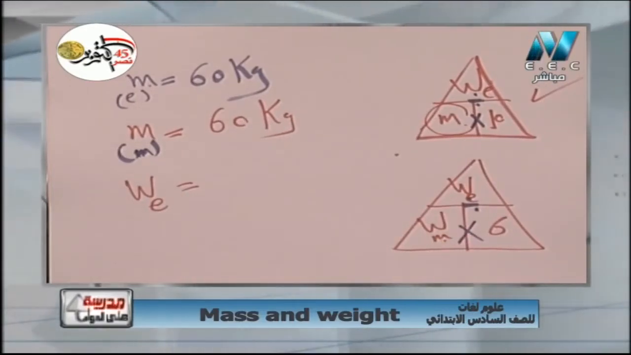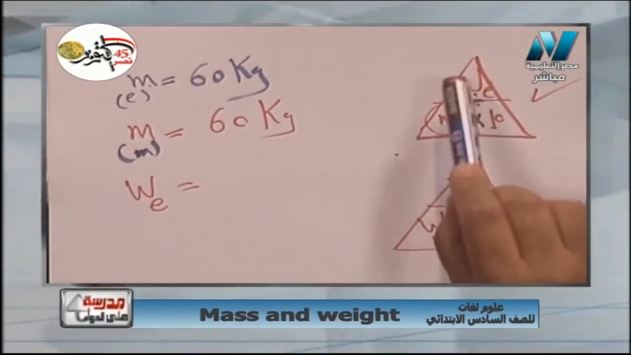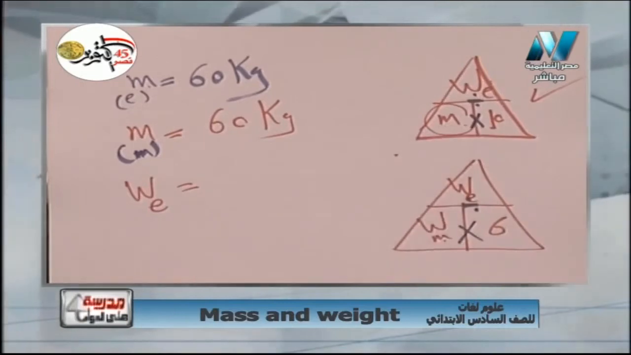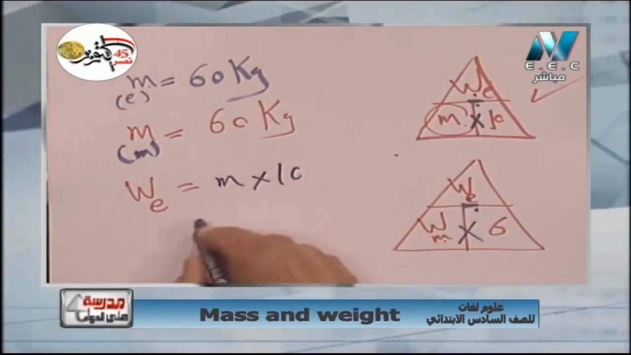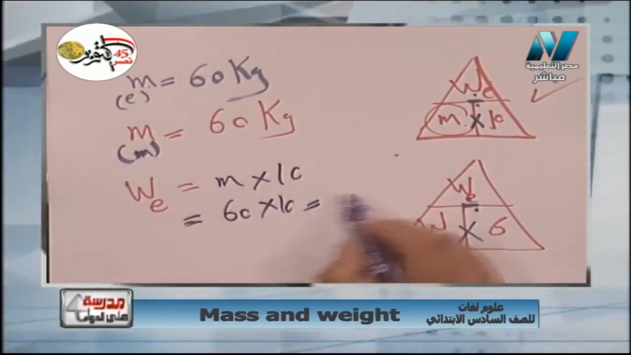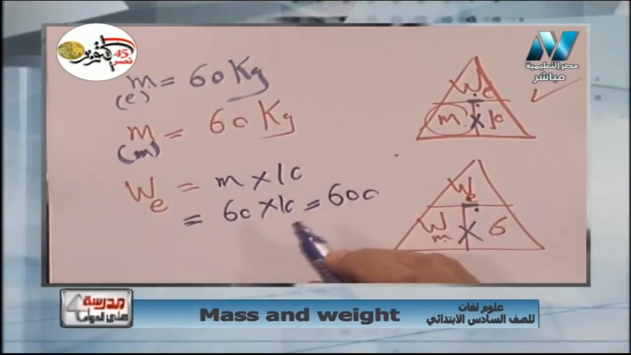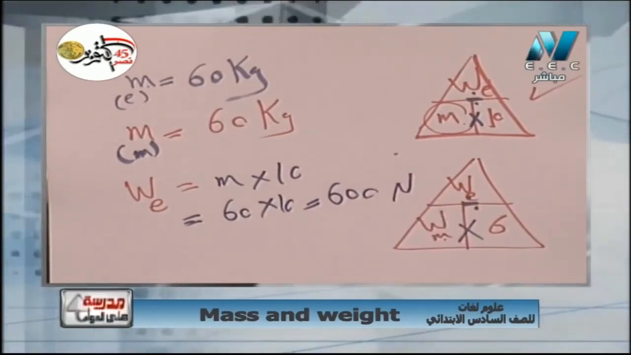To get it, put the pen on it: weight on the earth equals mass by 10. So I can write the law: weight on the earth equals mass by 10, equals 60 by 10, equals 600. 600 what? 600 Newton. Why? Because we always measure weight in Newton.